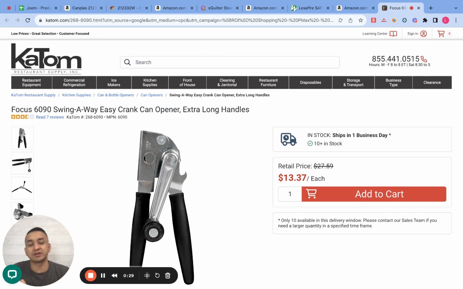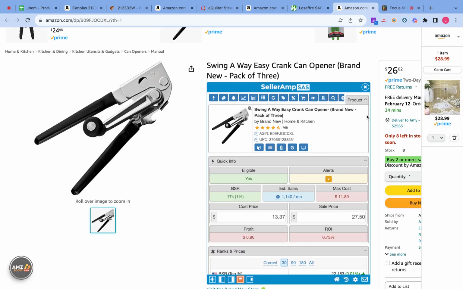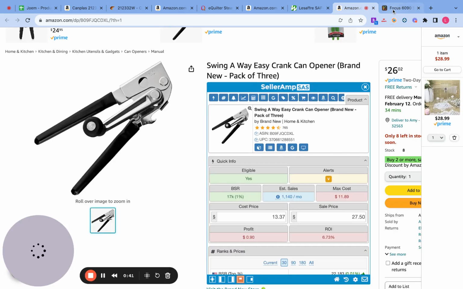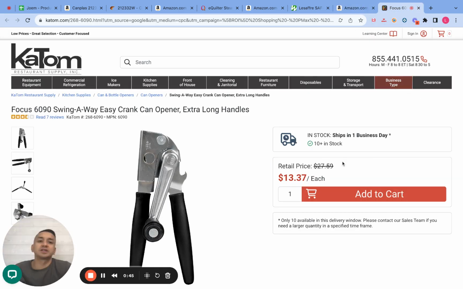So with that said, these are the products that you guys should avoid when doing product research, right? When doing product research, you usually open up your supplier website like this, and then you open up your Amazon website, like this one, and then you usually plug in the cost.